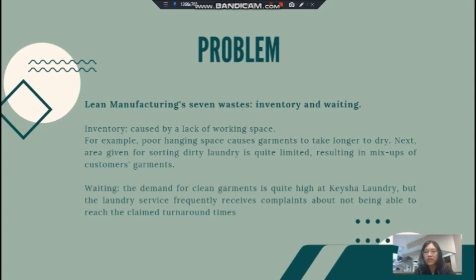This is compounded by the limited size of the clothing hanging areas, and also the inside locations. Furthermore, the area given for sorting dirty laundry is quite limited, resulting in mix-ups between specified clothing and customer garments. Regarding the waiting waste, the demand for clean garments is quite high at Keisha Laundry, but the laundry service frequently receives complaints about not being able to meet the claimed turnaround times.